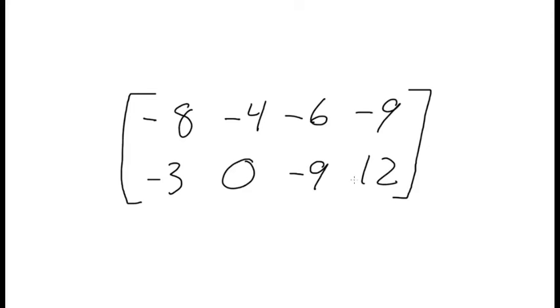For example, on column 3, -6 is smaller than -4, and -9 is smaller than 0. So column 3 dominates column 2. We can also see that -8 is smaller than -4, and -3 is smaller than 0. So column 2 here is dominated both by column 1 and column 3.